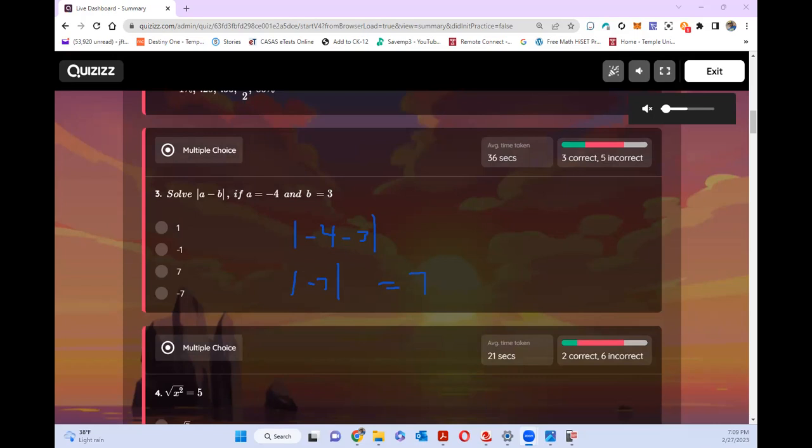So this is what you want to remember. The absolute value. Listen to what I'm saying. The absolute value of any number cannot be negative. So right away, if they ask you for the absolute value, you should have got rid of 2 right away. Right. Okay.